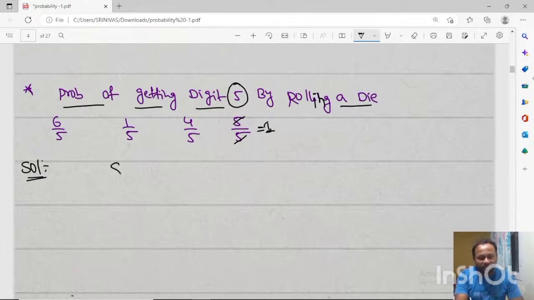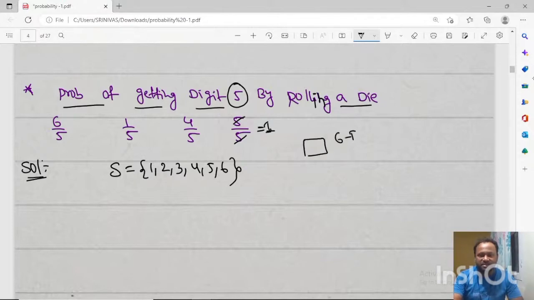The answer is simple. By rolling a die, we will have sample space 1, 2, 3, 4, 5, 6. These are all outcomes. A die means it will have 6 faces. First face 1 will be there, second face 2, third face 3, fourth face 4. Like this we will have 6 faces. My favorable is digit 5, only one number.